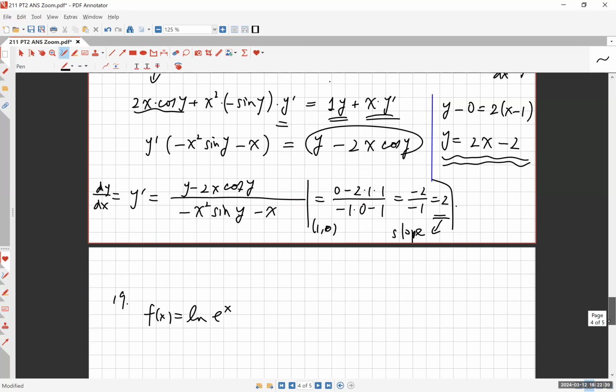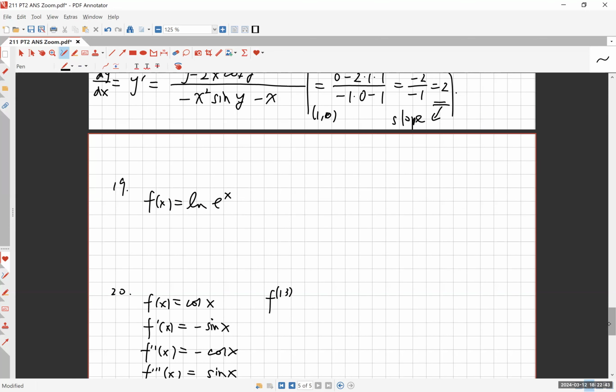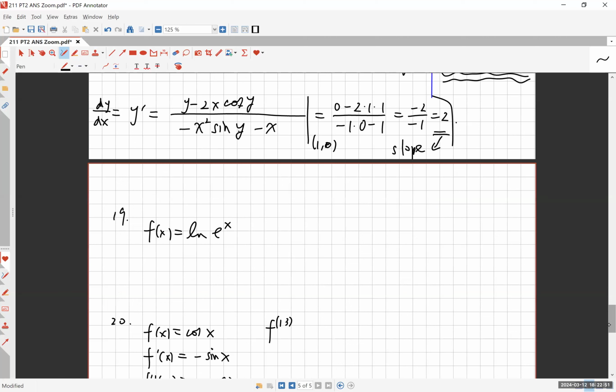Okay, let's go to number 19. That was 18, right? And then number 19, the chain rule. Let's look at this equation. The natural log of e to the x, that's a composition function. So this is the inside function, e to the x. Ln of the blob becomes 1 over the blob times the derivative of e to the x.